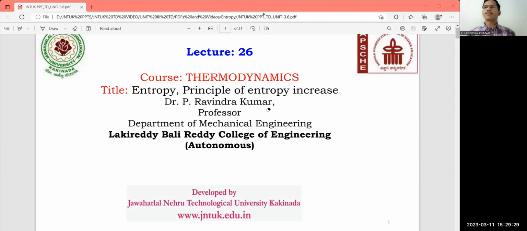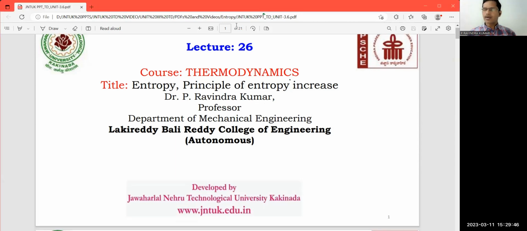Next, we need to apply the second law of thermodynamics to various processes. In this context, the entropy concept needs to be discussed. The first law of thermodynamics gives the basis for energy conservation, that is, internal energy is a property of a system. That energy is the conserved energy, the law of conservation of energy.